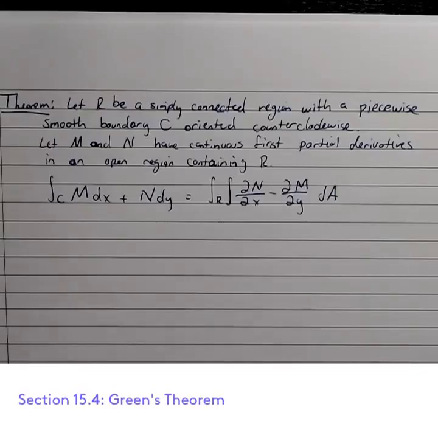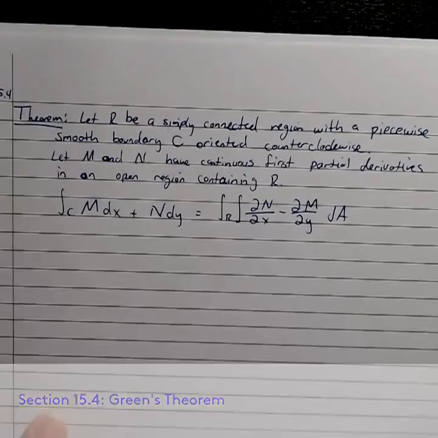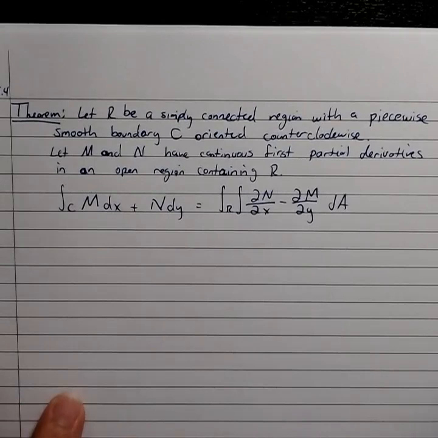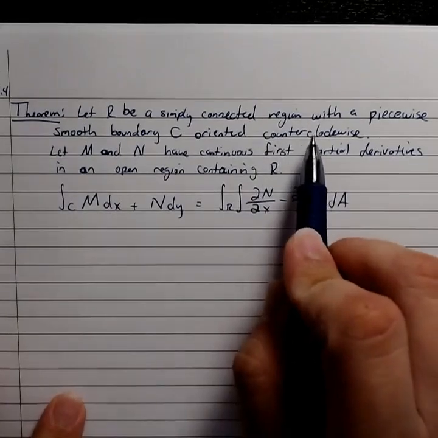All right, let's talk about section 15.4 and look at Green's theorem. So we begin the section with a theorem, commonly known as Green's theorem. Let R be a simply connected region with a piecewise smooth boundary oriented counterclockwise. That bears a little bit of explaining.